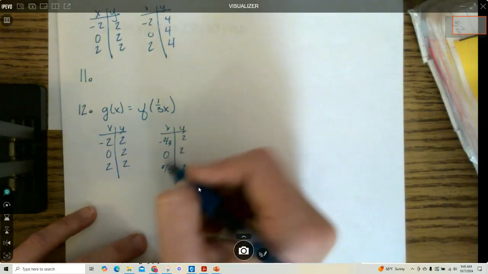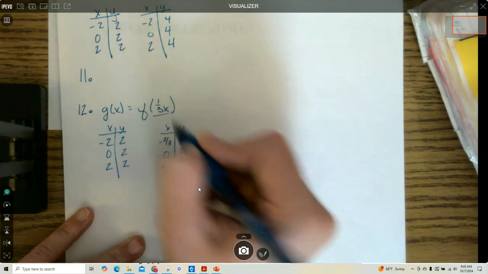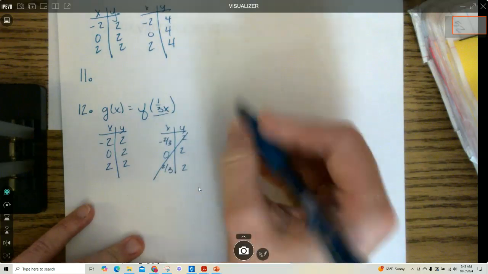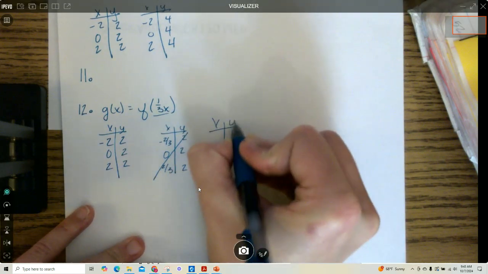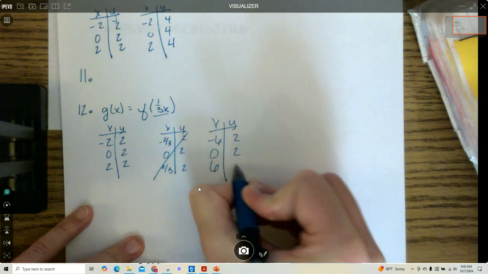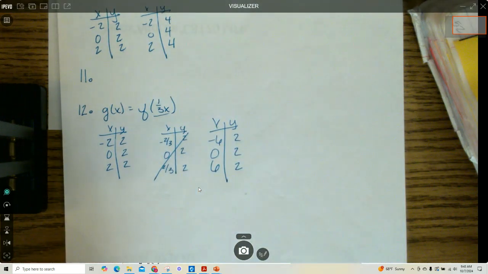Shiminy Christmas. See, and that's what I always forget. When you're messing with the x, you do the opposite. So instead of dividing by 3, you'd multiply by 3. So -6, 0, 6. So would you do 3 instead of a third? Yeah, you do the reciprocal. When you're messing with the x, you do the opposite. And that's why this stuff sucks.